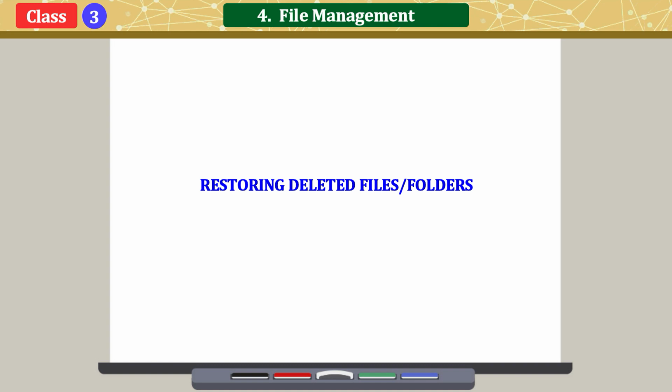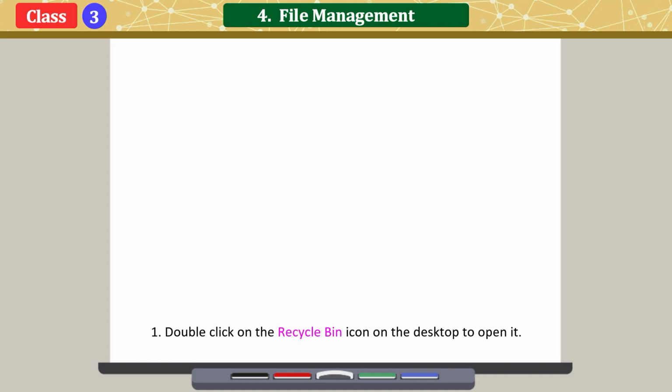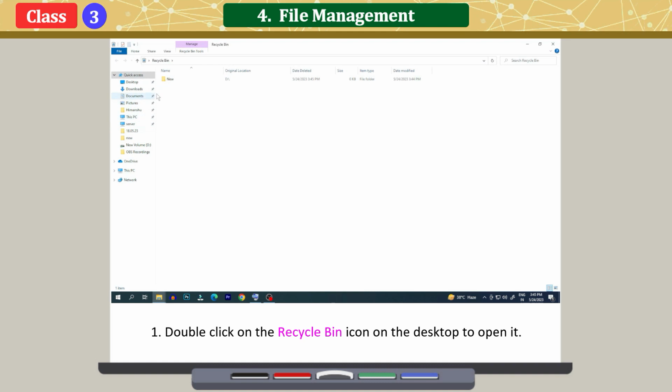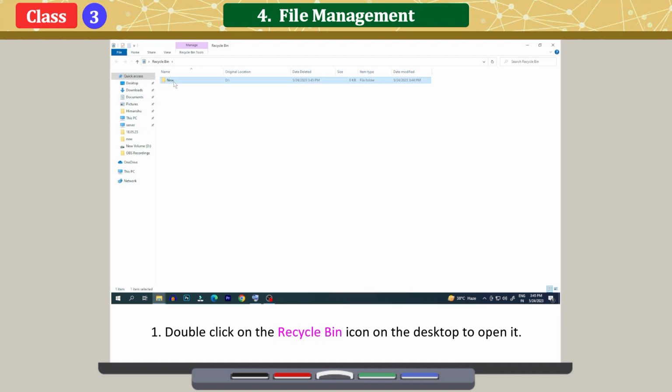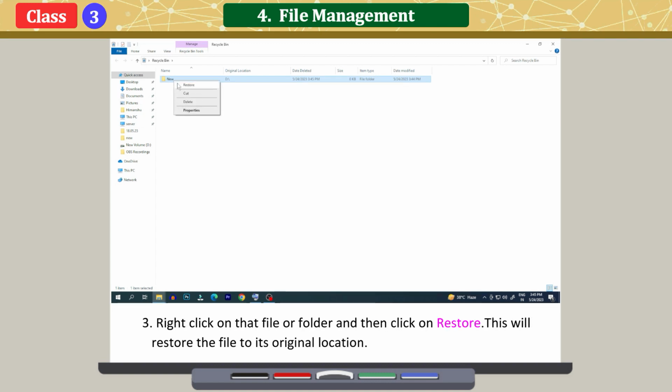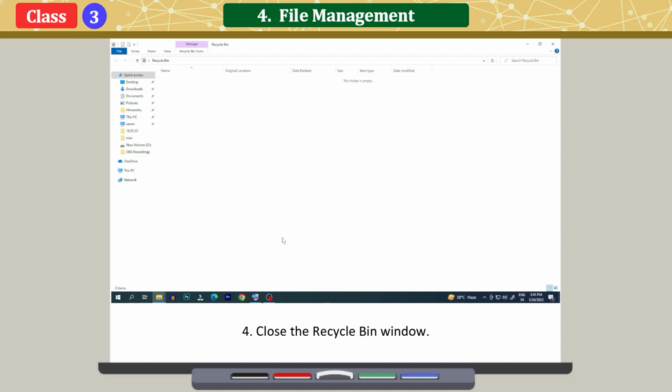Restoring deleted files or folders. Double-click on the Recycle Bin icon on the desktop to open it. Choose the file or folder which has to be restored. Right-click on that file or folder and then click on Restore. This will restore the file to its original location. Close the Recycle Bin window.